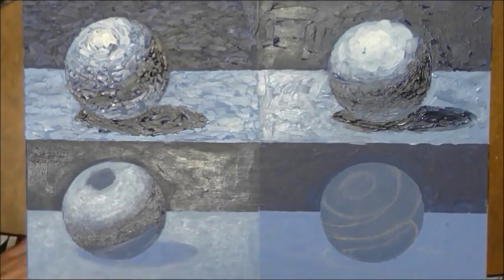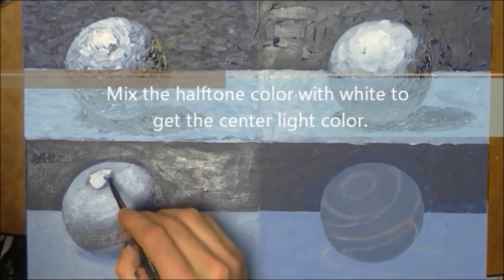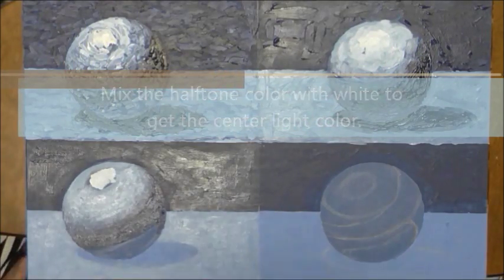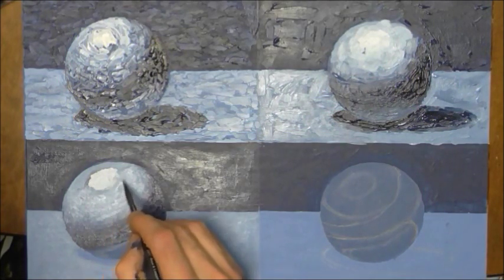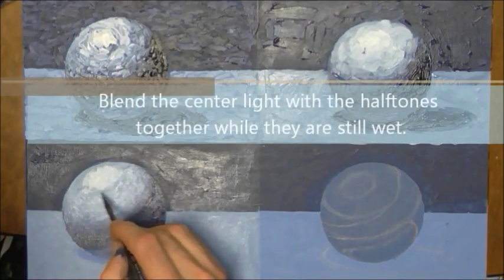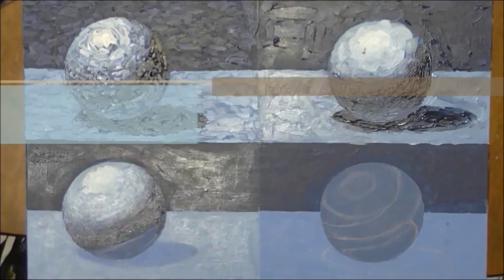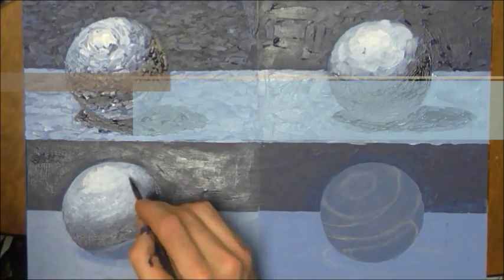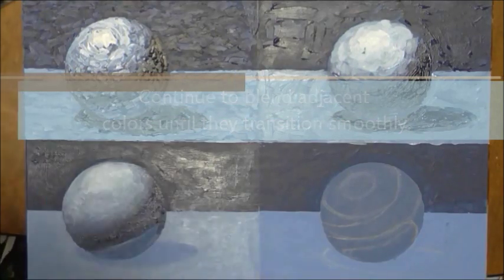Next, I'm going to mix white with the halftone color to make the center light color. The center light is the part of the sphere that is being hit most directly by the light source. After I apply the center light color, I'm going to blend it into the halftones while the two colors are still wet. I'm going to continue to blend these colors until they fade into each other.